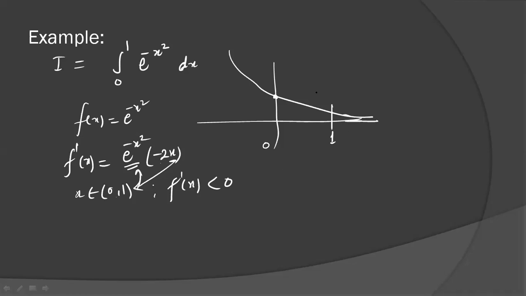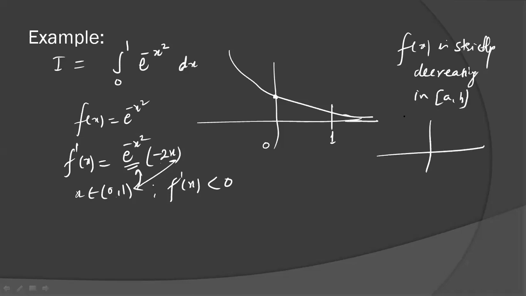When f(x) is strictly decreasing in the closed interval a comma b, then as I told you, it will attain maxima at a and minima at b. Global maxima at a and global minima at b. I have discussed this result in lecture 19 b, monotonicity.